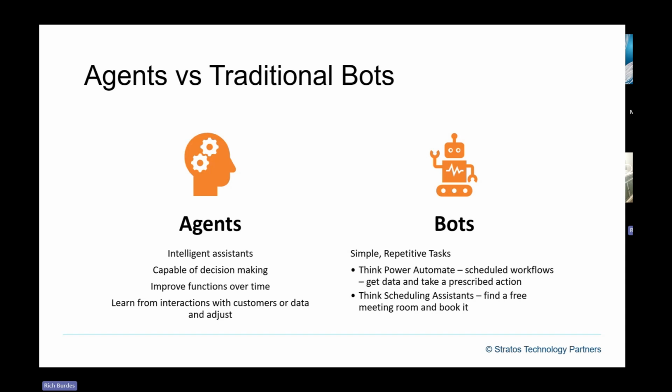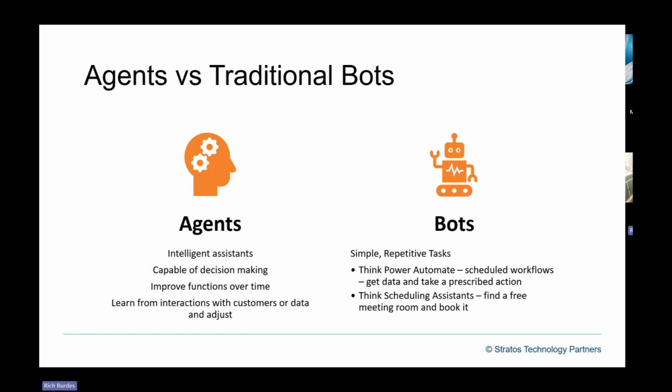That would be more of an agent perspective. The other thing to think about with agents is they will improve their functions over time. So they'll get better and better at working out what you need and what you do based on the activity that you do. And in Microsoft 365, the Copilots in there are analyzing everything you do via the Office graph.